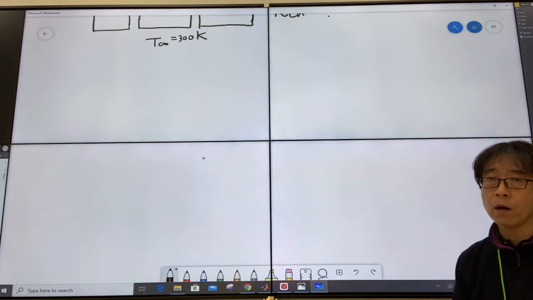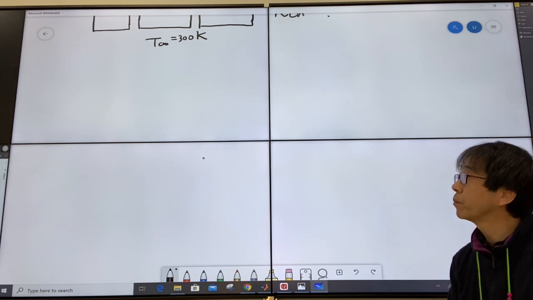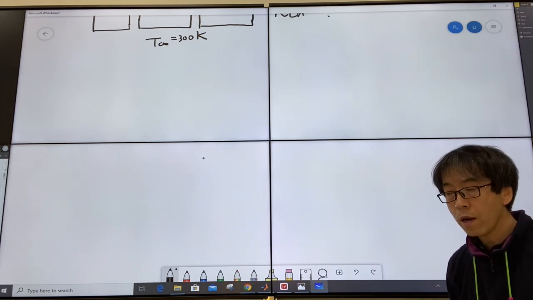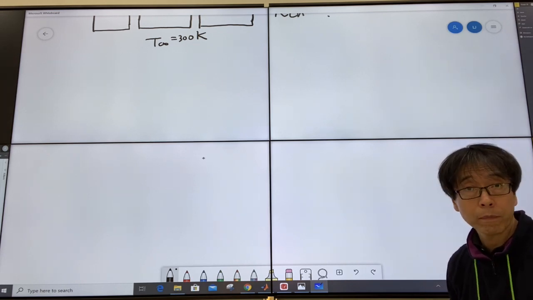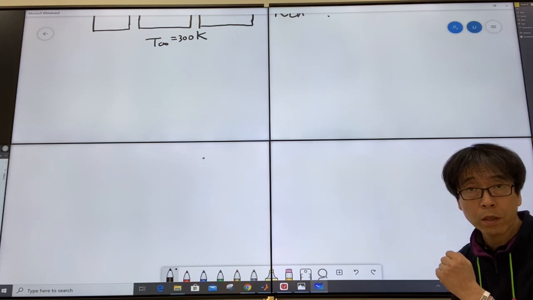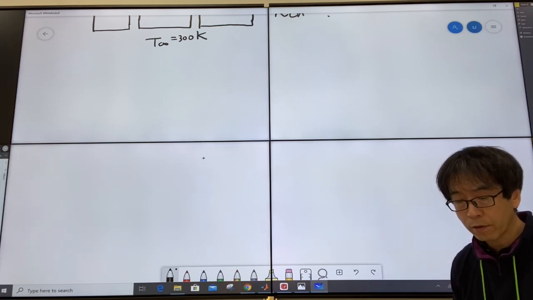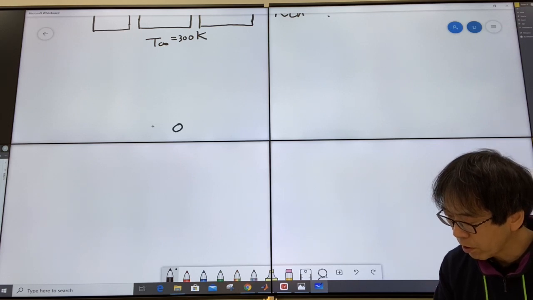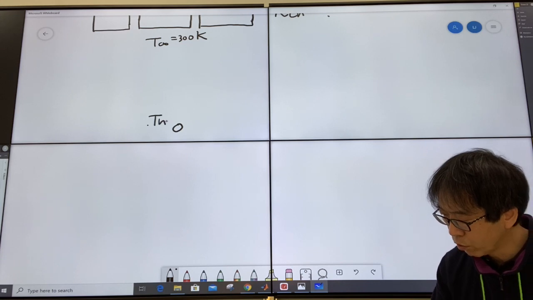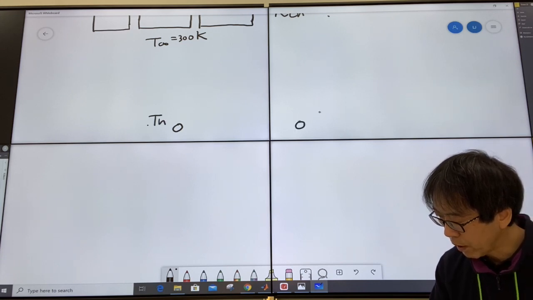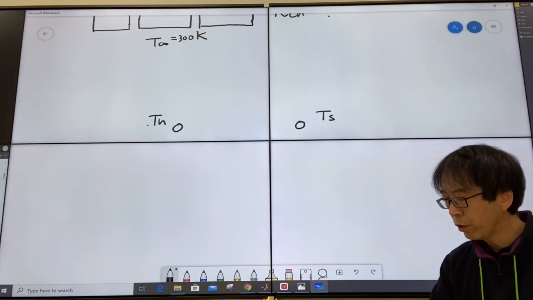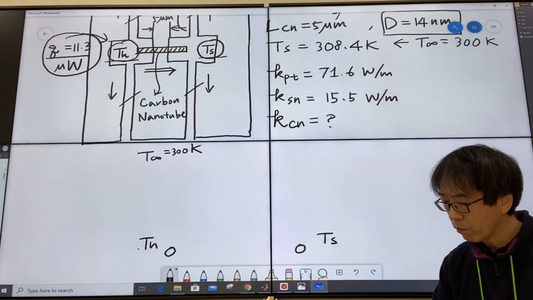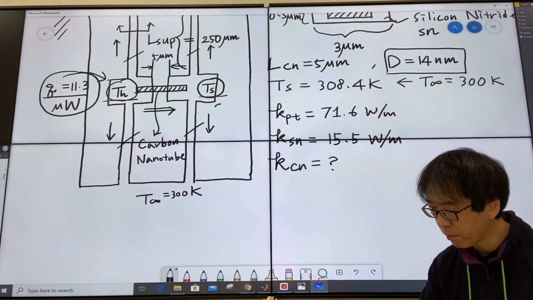Well, if you think about this situation, you can draw a circuit diagram. That is the beauty of our analysis, right? A circuit diagram from the high temperature, T_H, to T_S. Why do we use T_S? Because we say that this is the sensing part.